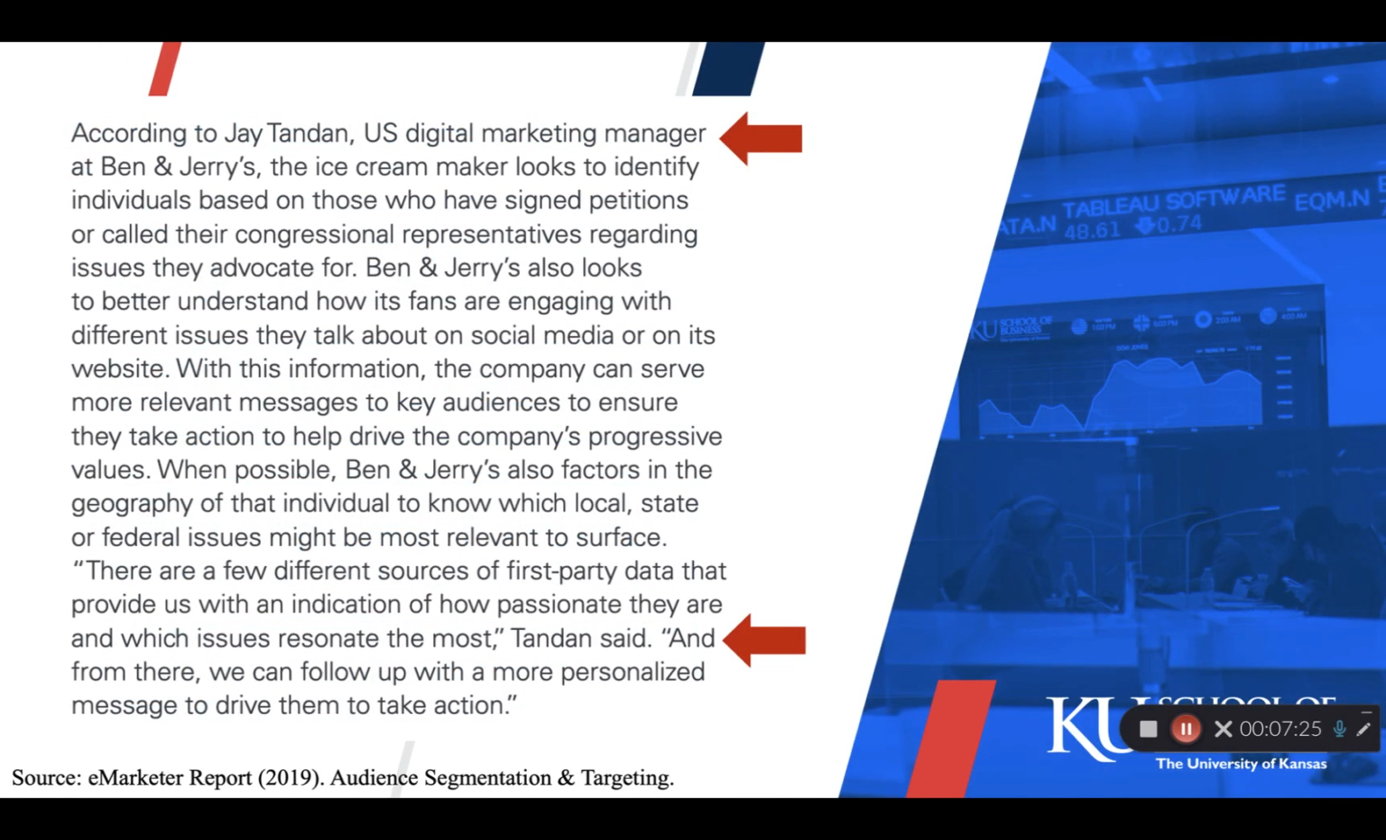You may want to include the author's name. If the author is a well-known person or an expert in the field, including their name is a good idea. If the name on its own is unfamiliar, include the person's job title and organization the first time you introduce the source. Here, Jay Tandon's expertise is explained by including the title U.S. Digital Marketing Manager at Ben & Jerry's. This shows expertise on the topic of audience segmentation and targeting.